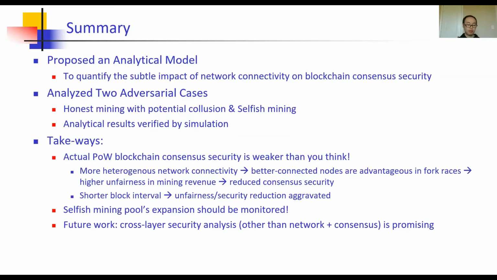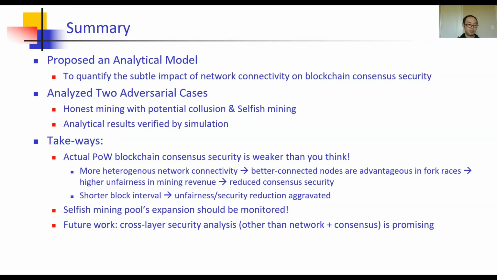So in summary, we propose a model to quantify the impact of network connectivity on blockchain consensus security. We analyzed 2 adversarial cases, honest mining with potential collusion and selfish mining. The analysis results are verified by simulation. As for the takeaways, first, the actual proof of work blockchain consensus security is weaker than you think because of the heterogeneous network connectivity, as we have demonstrated through analysis and simulation.